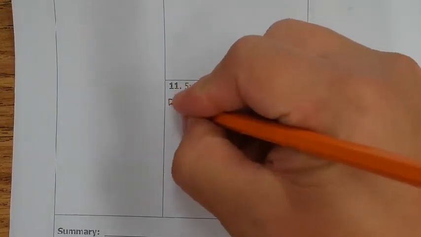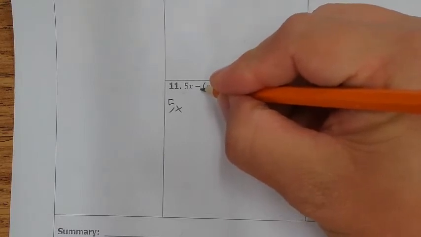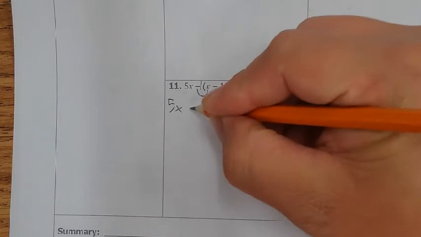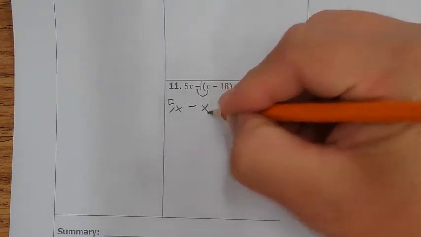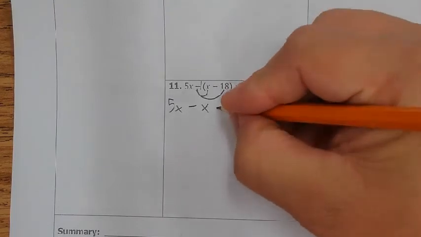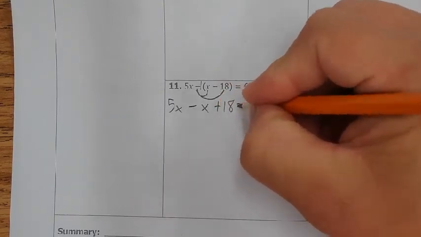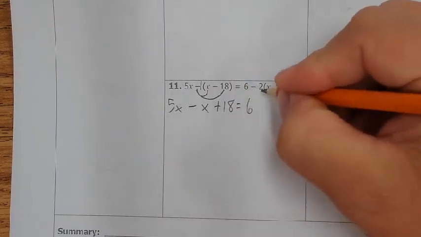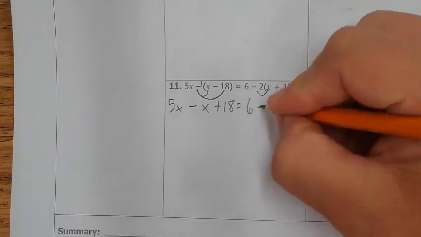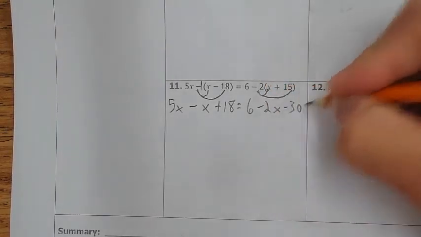So we have the 5x. Then we have to distribute. Well, if we have a negative here, we think of this as a negative 1. So negative 1 times x will give us negative 1x, or just negative x. Then negative 1 times negative 18, a negative times a negative is a positive, so that'd be positive 18. Equals 6. We have to distribute again since we have parentheses. Negative 2 times x is negative 2x. Negative 2 times 15 is negative 30.